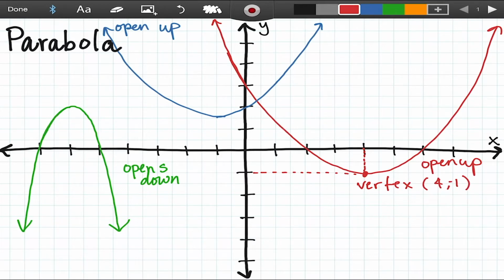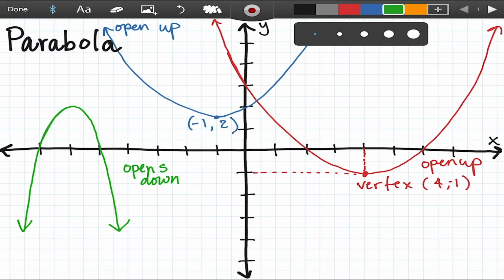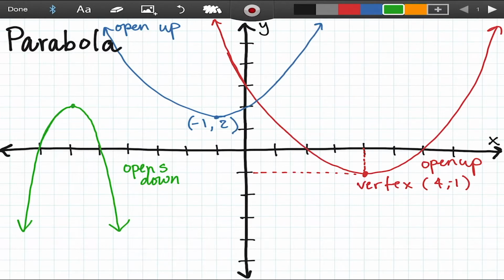I can do the same for this one. Sorry, they are not perfect, but this one is -1, comma, 2. And this third one is about right there. That's close enough to 1, 2, 3, 4, 5, 6, so -6, comma, 2. So every parabola will always have a vertex, no matter what.